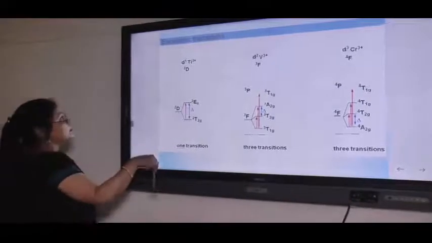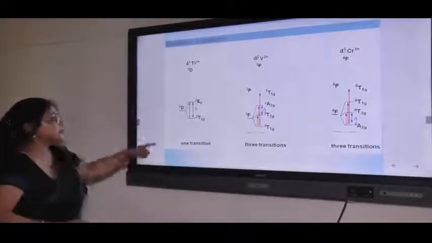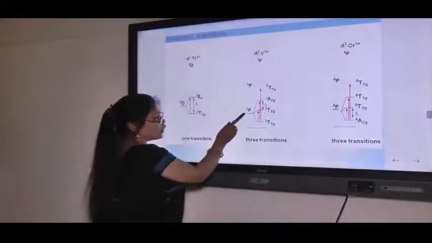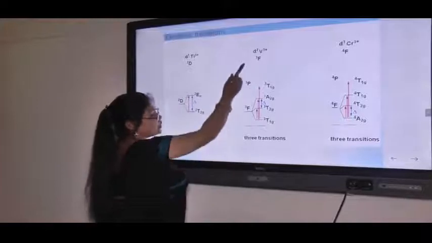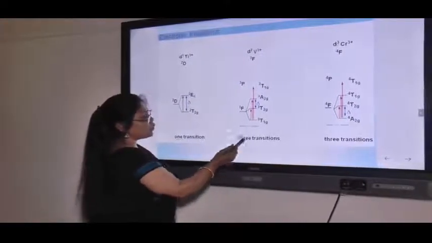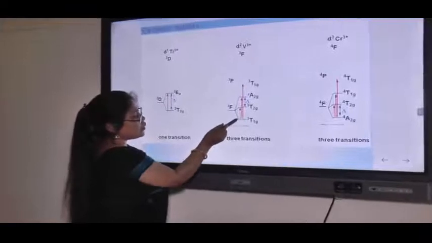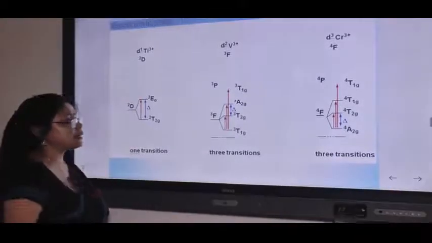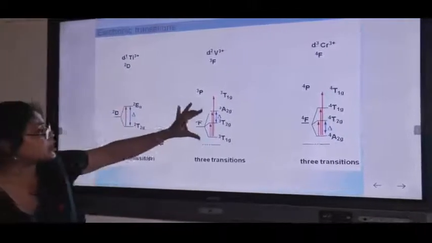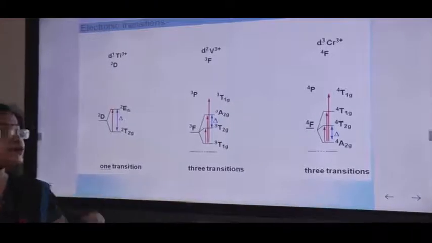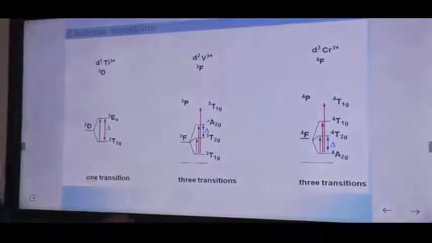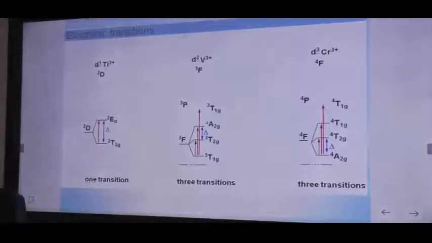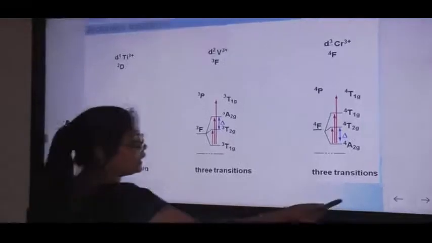Similarly, for titanium we see there will be one transition, excitation, de-excitation. For the 3F d2 configuration, for example here vanadium has been shown, there will be two transitions, one from this to this, one from this to this, and one will be in the higher energy range. Now these transitions, if they fall in the visible range, we see color in a particular substance. The outside line shows that there will be excitation, but that will be in the UV range and we will not see any kind of color.